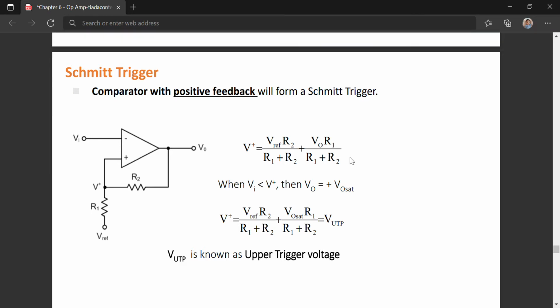Alright, so first, the Schmitt trigger has positive feedback of the comparator. Positive feedback means there is a connection between input and output. In a comparator there is no connection between input and output, so here you have a connection between input and output. You can use a voltage divider at this V plus node to get your V plus value.